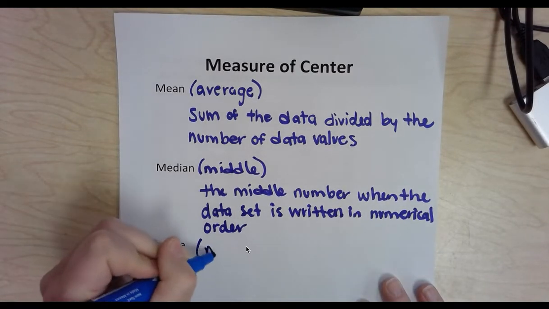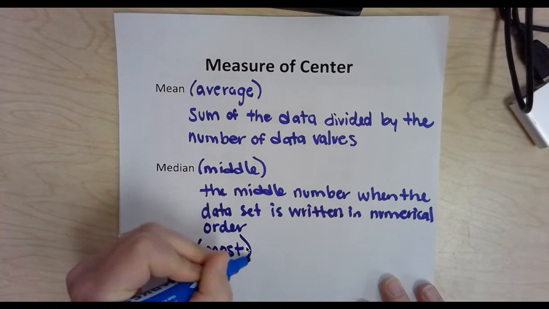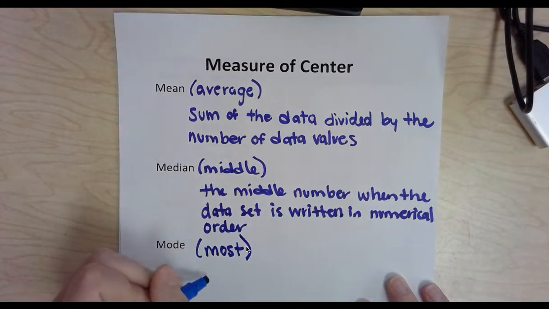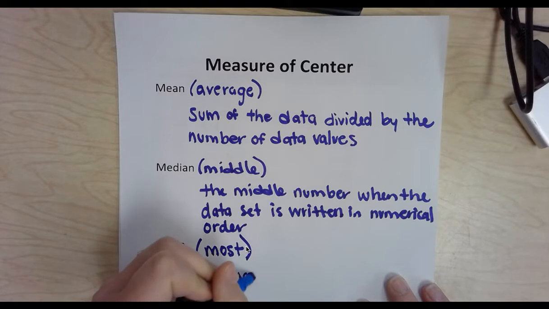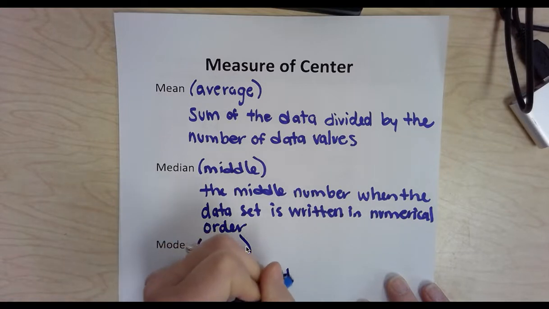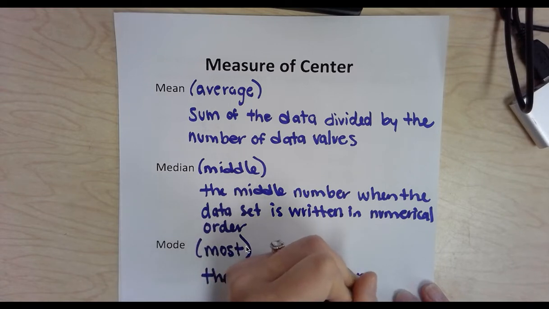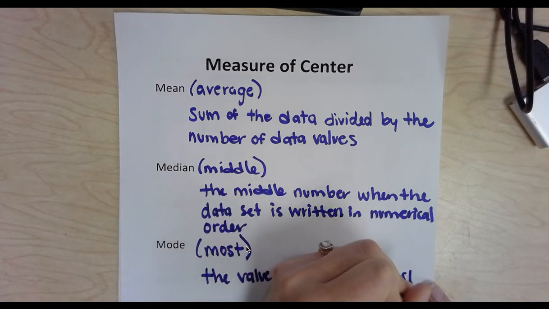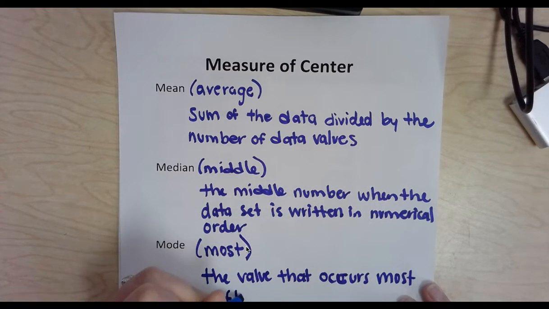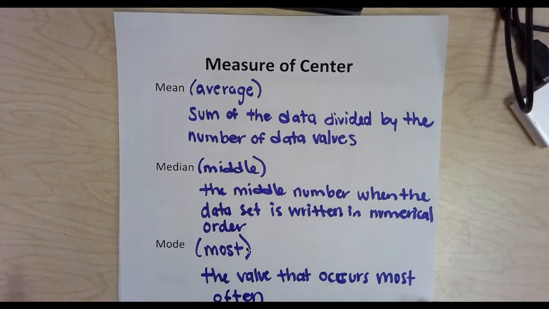And last, the mode. That sounds like the word most. The mode is the value that occurs most often in a data set. Now there could be more than one mode if certain numbers are repeated the same max amount of times.